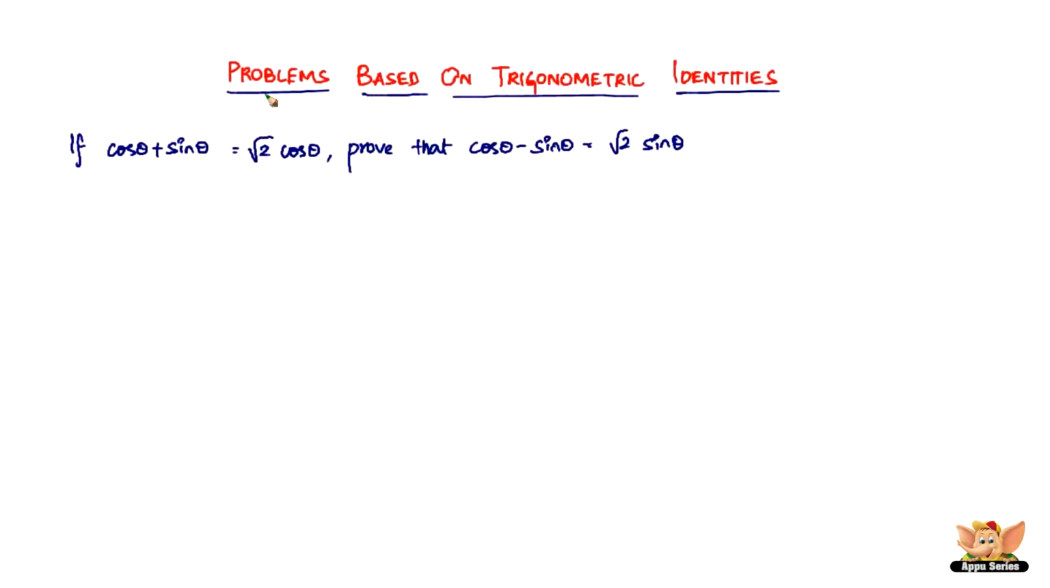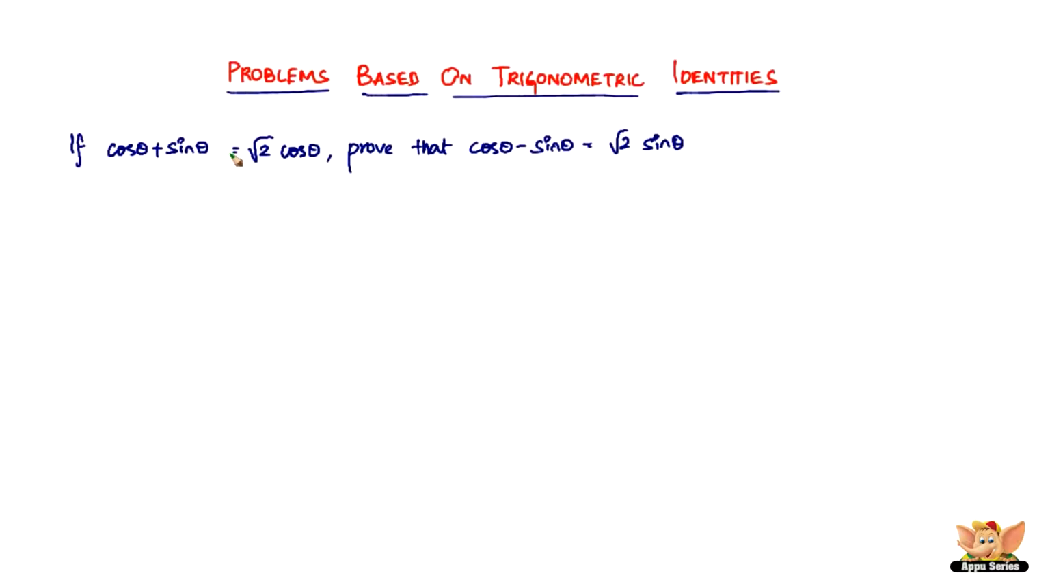In this video, let us continue to solve problems based on trigonometric identities. And we've got a problem here which says if cos theta plus sin theta equals the square root of 2 cos theta, prove that cos theta minus sin theta equals root 2 sin theta. So that's what you have to prove.